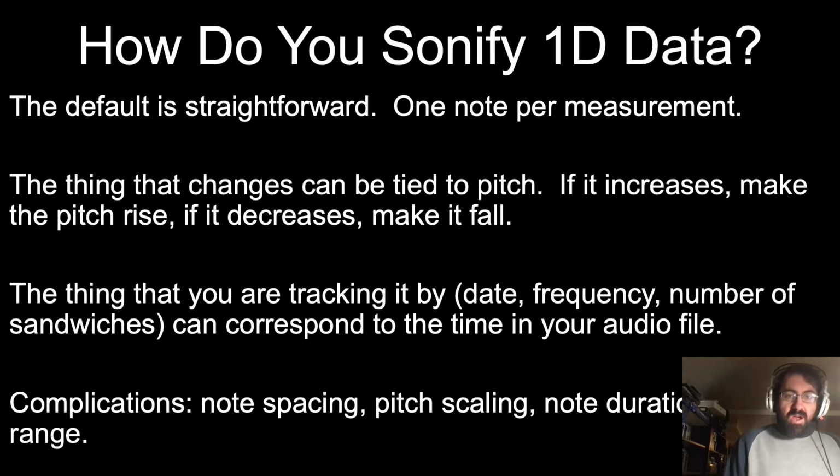And then the thing that we're tracking, so the brightness over time, or the intensity of light as a function of frequency, or the distance I've run after the number of sandwiches I ate, the thing that we're tracking things by, date, frequency, number of sandwiches, can correspond to the time in our audio file. So it's relatively straightforward to take these two things and map them to pitch and time, which gives you a sound. But there are a lot of complications in the details, so you have to make some choices about your note spacing, the pitch scaling, the note duration, even the specific types of sound that you use.